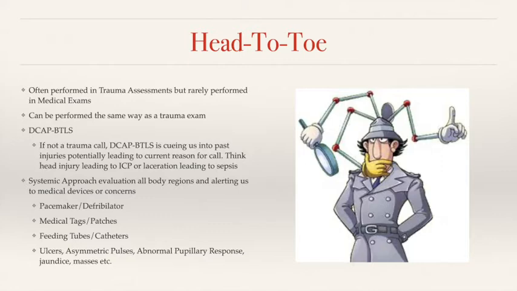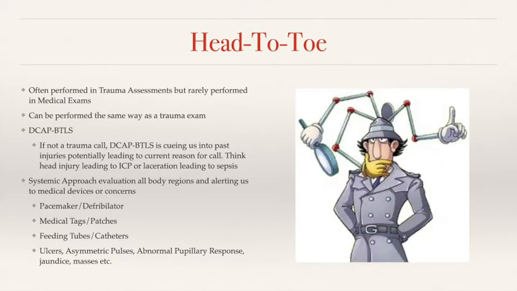So in addition to DCAP-BTLS, we also want to look for other things, and we're going to be doing a systemic approach of their body. We're going to be looking for pacemakers or defibrillators, medication patches or medical tags to alert us to a past medical history. Maybe they have a fentanyl patch and they're overdosing, or maybe they have a nitro patch and that's causing their blood pressure to tank.